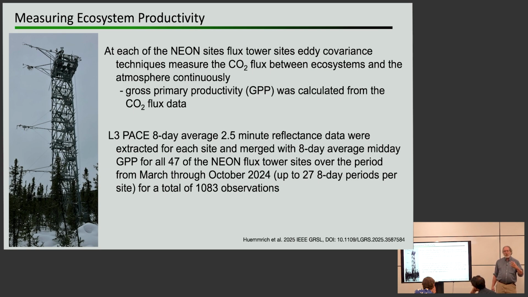And so what I've done with that data is I have taken the flux tower data, calculated gross primary productivity from that, averaged it to 8-day averages to match up with the 8-day average PACE data I was working with, extracted, well, I didn't do it, Sky extracted the PACE reflectances for the 4-kilometer pixels for each of these towers, and we matched them up. And this gives us over 1,000 observations to work with then.